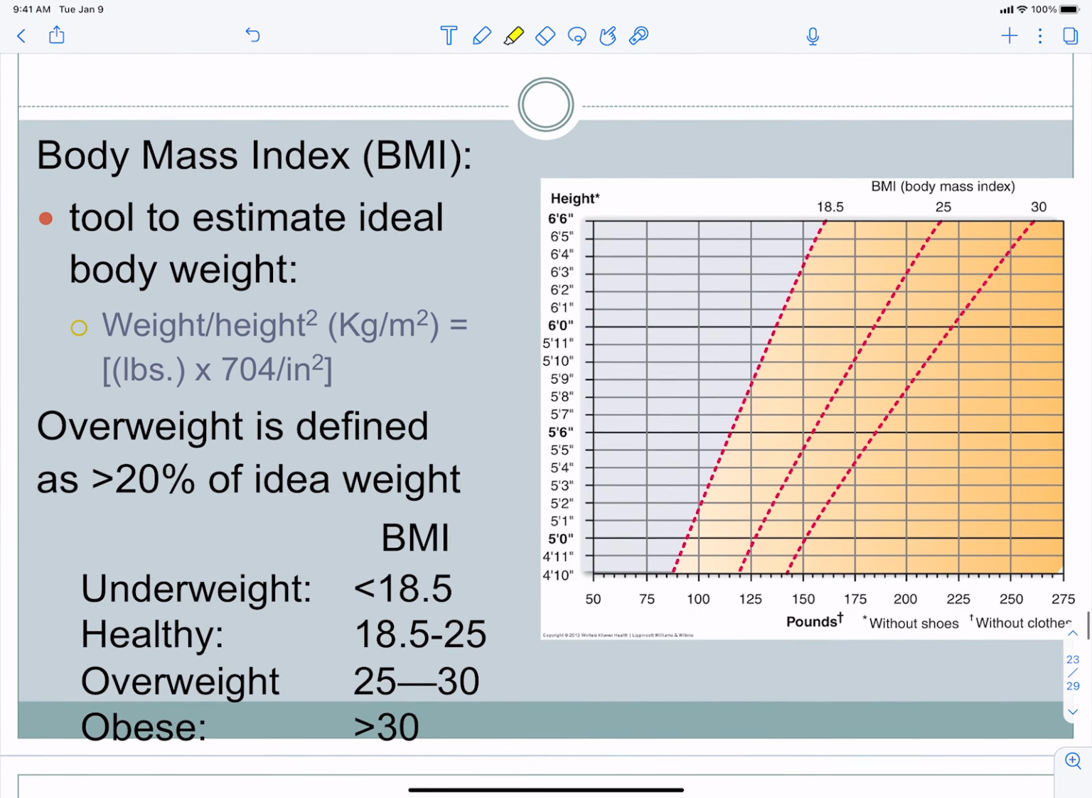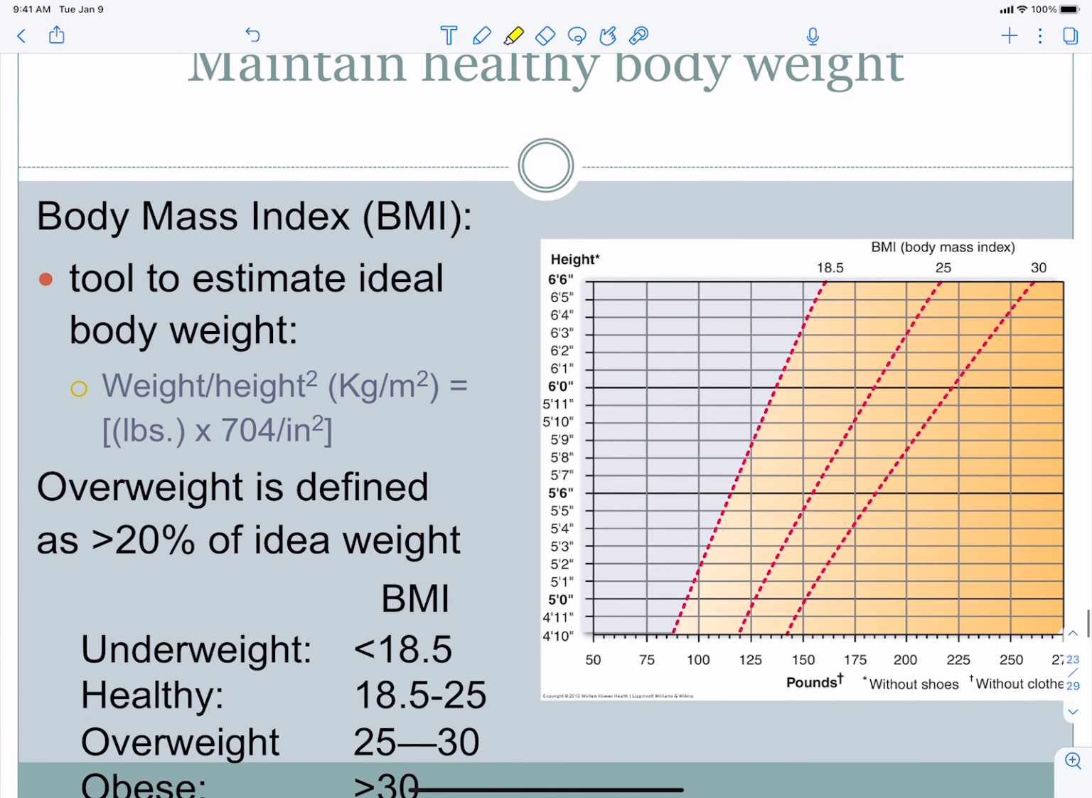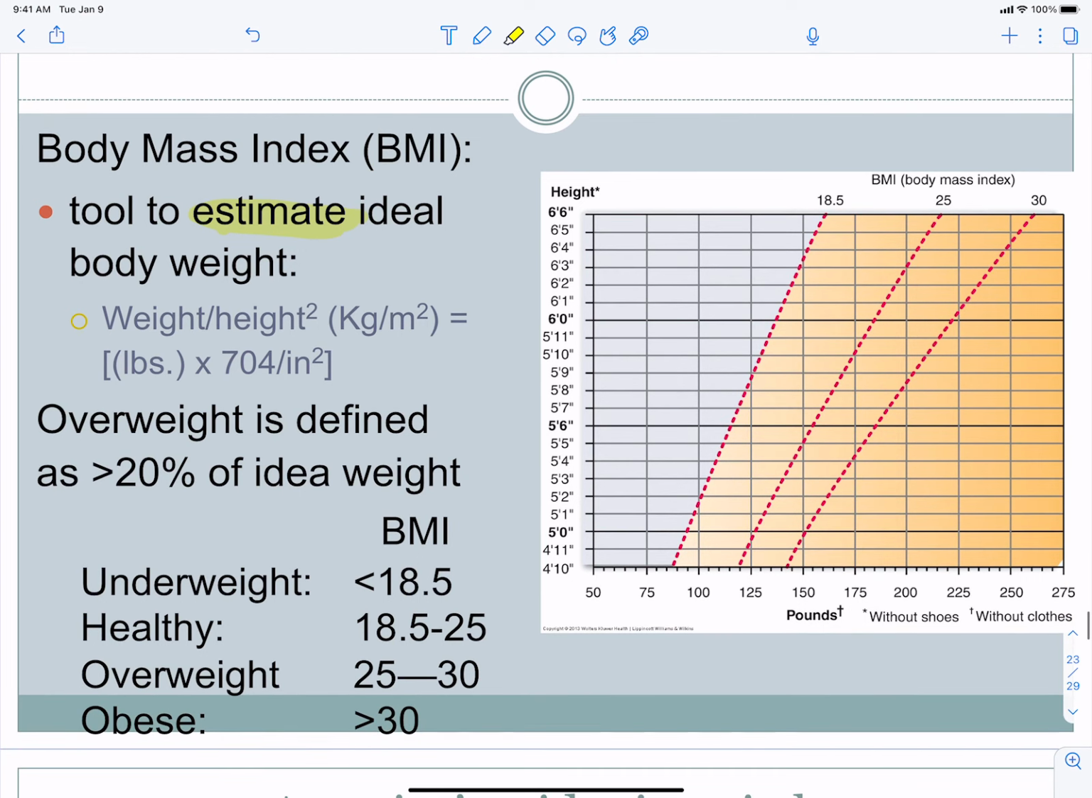So body mass index has been used for a long time to understand healthy body weight, and it's just an estimate for ideal body weight. For children, the way to measure the growth of a child is pretty well established, though this isn't showing children, of course. Body mass index for adults is kind of in flux, and it's under constant evaluation of whether or not it's being estimated properly.